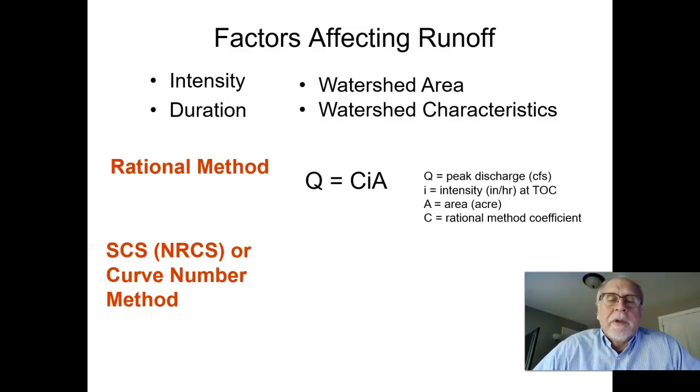The other method we commonly use is the SCS or NRCS method, or sometimes it's called the curve number method because it uses a curve number. The Soil Conservation Service became the Natural Resources Conservation Service, and the method was formed when it was the SCS. So you'll hear it called either of those, SCS or NRCS method, or just the curve number method.